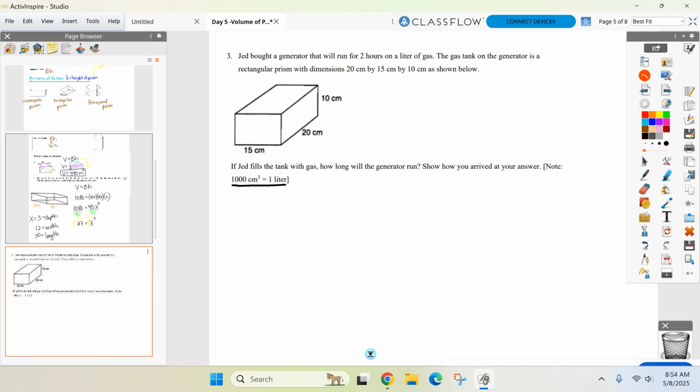It's not an area problem, it's volume if it's cubed. Plus, we're filling it up inside. Anytime we're filling up the space inside a figure, it's going to be volume. First step, find the volume of the generator. It's a prism. Use your formula: area of the base times its height.